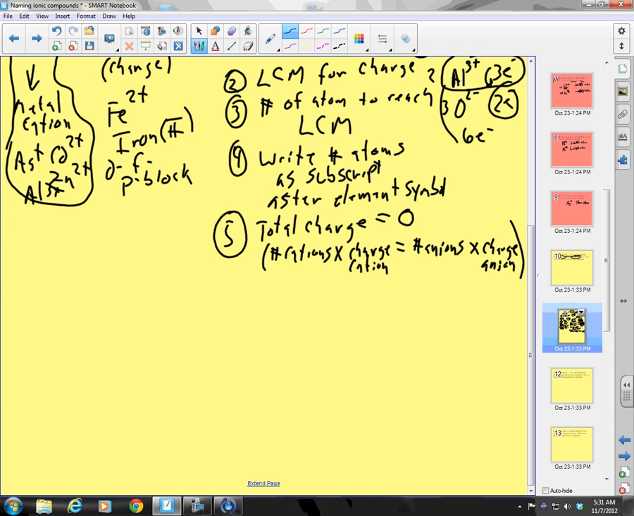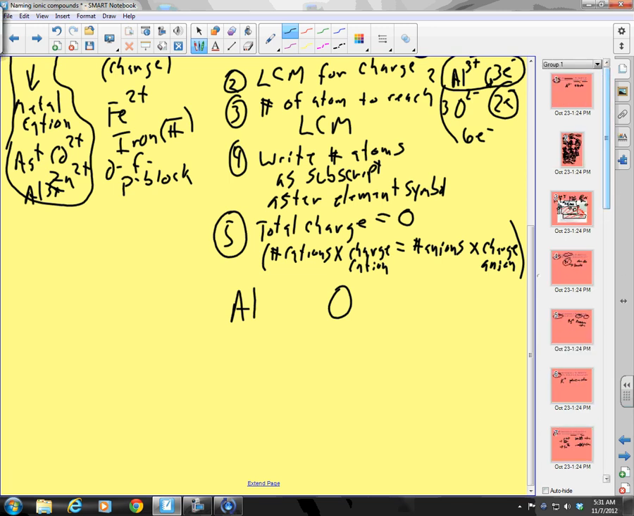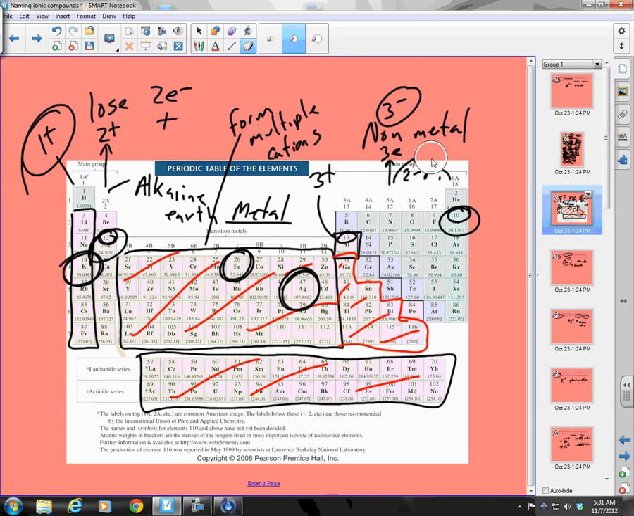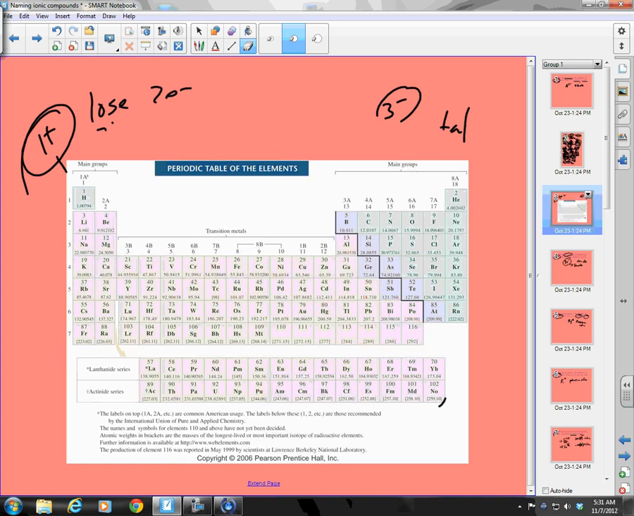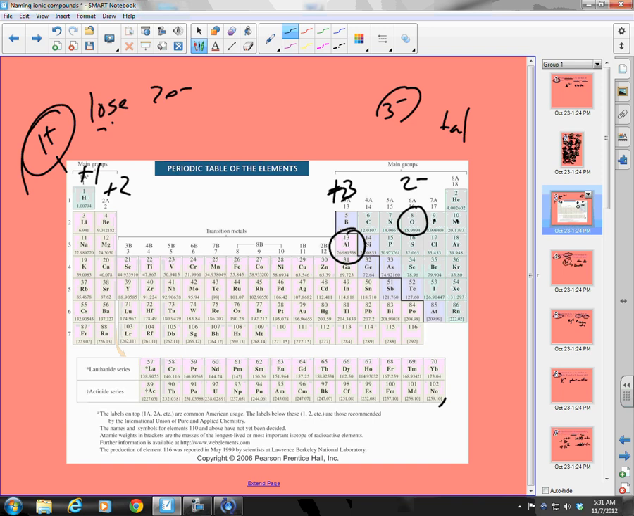Good, so let's take our aluminum and our oxygen like I had up here. When I look at my periodic table, aluminum is going to form what? It's right here. This is +1, +2. Aluminum is +3, or 3 plus. Oxygen needs to pick up 2, 2 minus. So we have a 3 plus and a 2 minus.